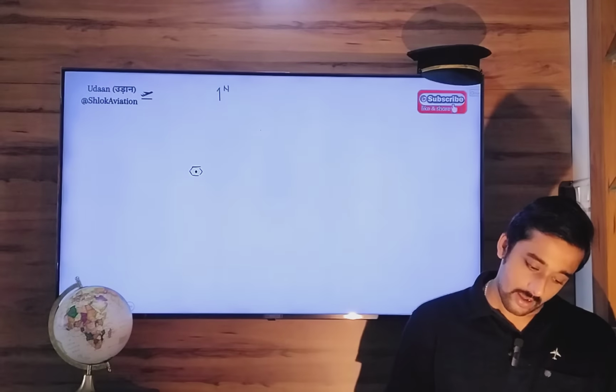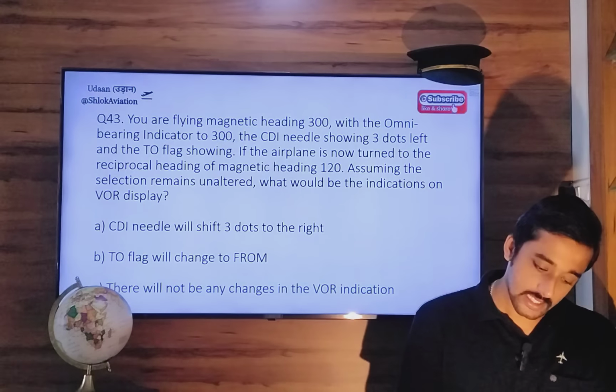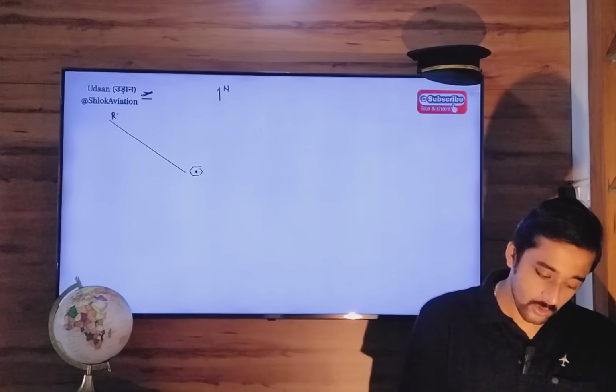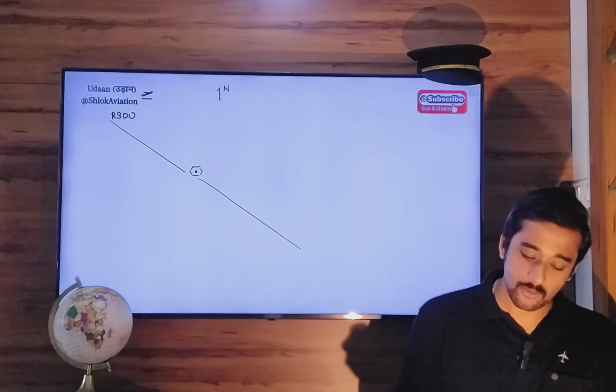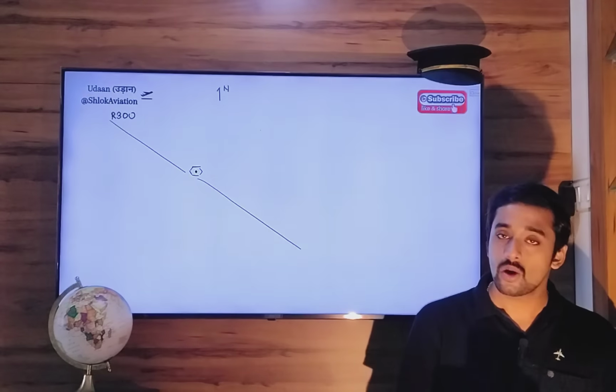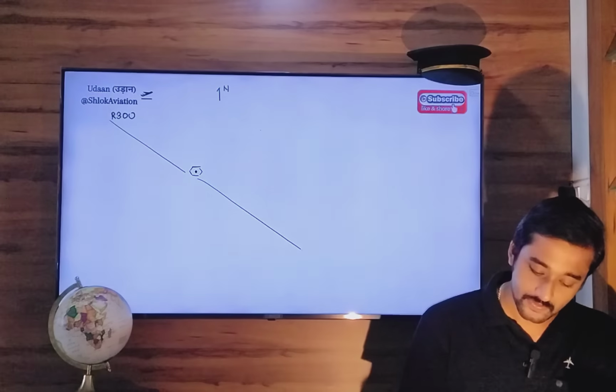This is the north datum. You have selected your OBS 300. So that means there is radial 300 in question. Always draw the reciprocal radial as well. So the reciprocal of 300 will be 120. Yes.